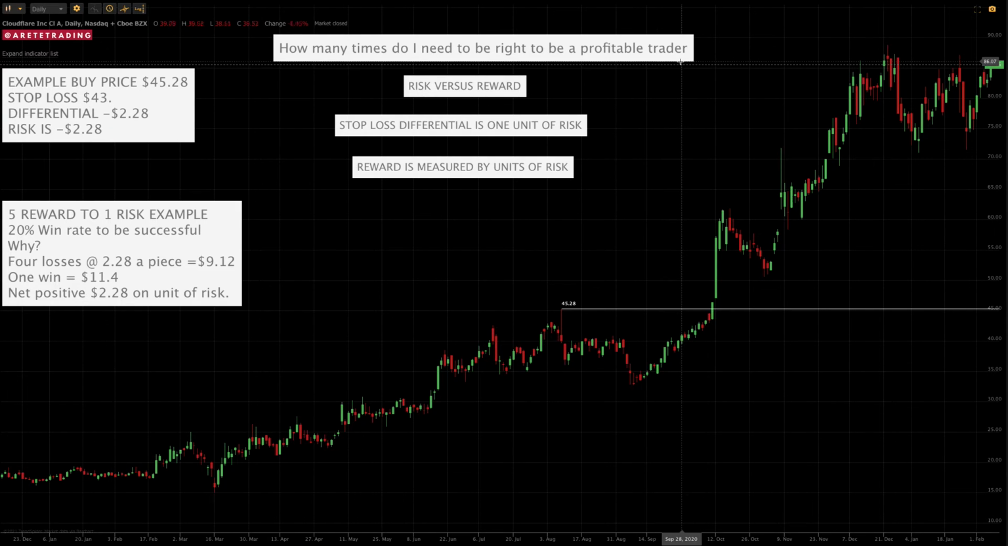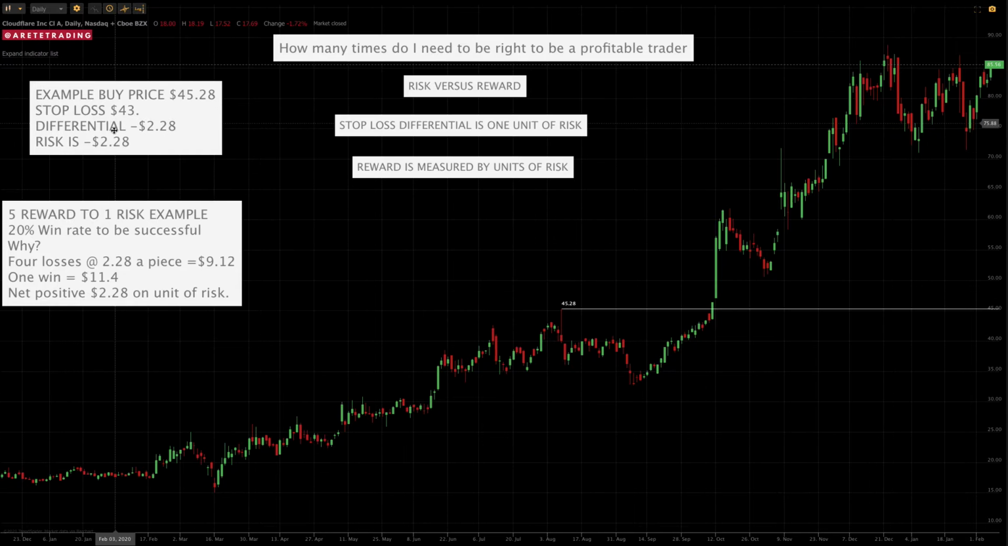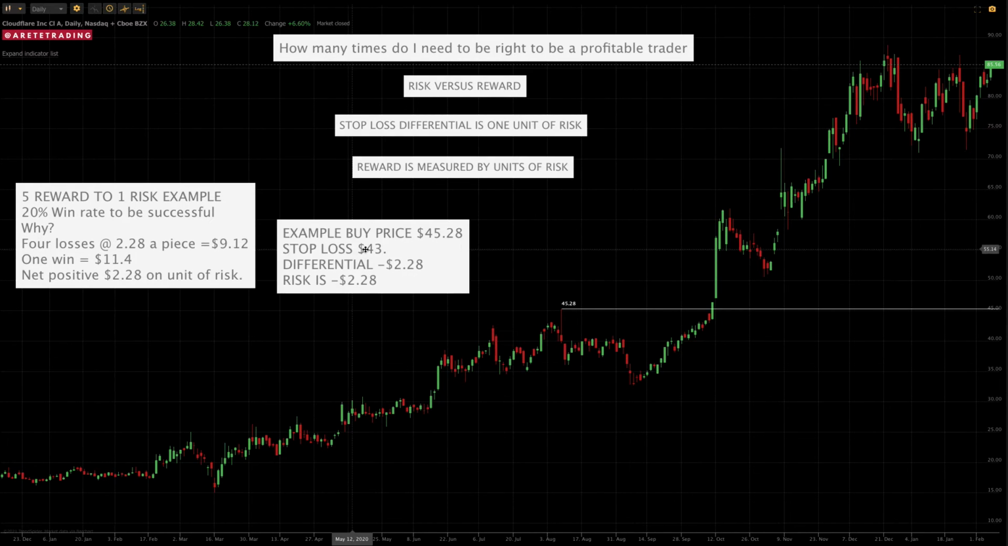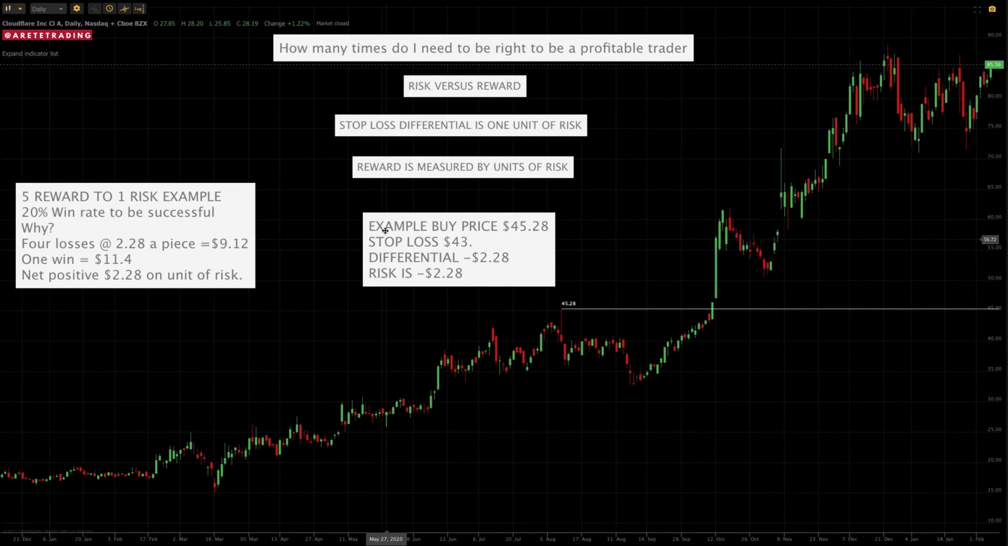So as we stated here, how many times do I need to be right? Well, it depends on what your reward is, okay? So this is a 5-to-1 risk-reward example. We're just going to go through the basics. An example buy price is $45.28, meaning we break this level, we're right here, and we want it to shoot up. We think this is going to happen, but we don't know yet because we're on this side of the chart. Our stop loss is 43 because if we break the pivot bar, we're like, I don't want to be in it. It could roll. I could be wrong. So my differential between these two is $2.28.